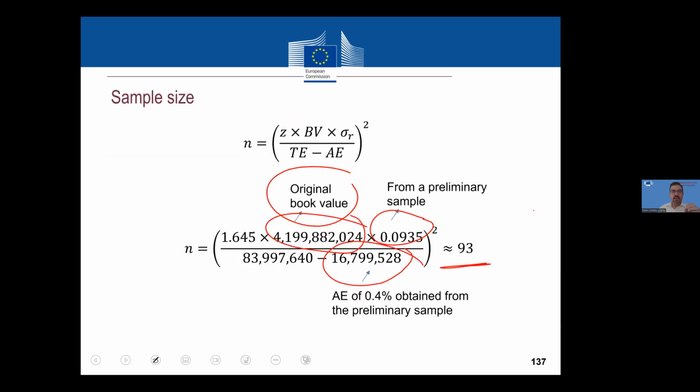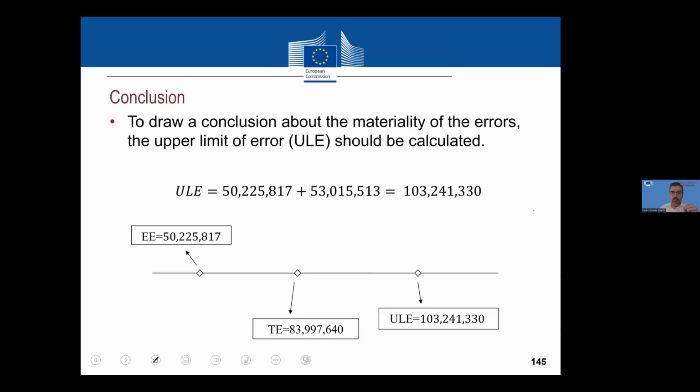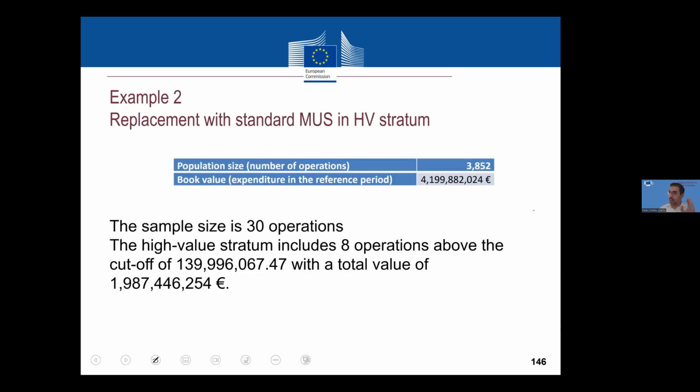Let me now create a completely new example, also with MUS, but with replacement and a situation where the units affected by these principles are in the high value stratum, which is also a particular case. So again, the same population. Imagine a sample size of 30 operations with a high value stratum of 8 operations.